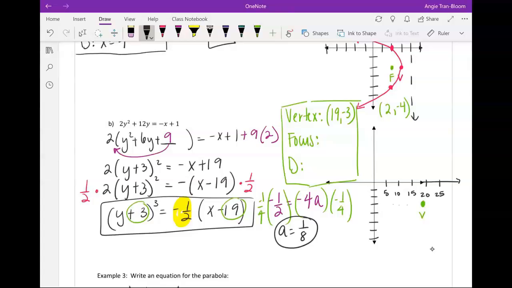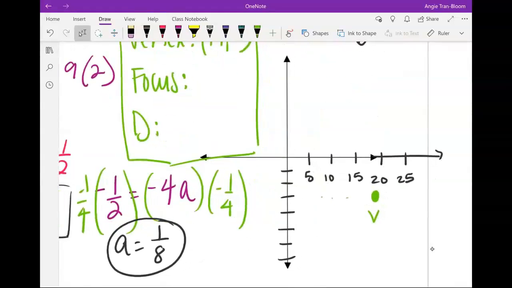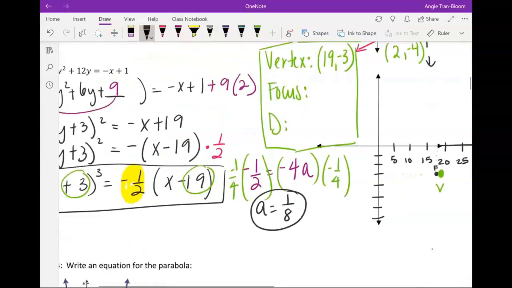So that means we are going to eyeball 1/8. The focus, we know it opens left, so the focus is somewhere here on this left side and is going to be super close to the vertex. This is just 1/8. So what does that mean? I'm going to take the x coordinate of the vertex and minus 1/8. The x coordinate of the vertex was 19. So 19 minus 1/8, comma, negative 3 is the new ordered pair of the focus.